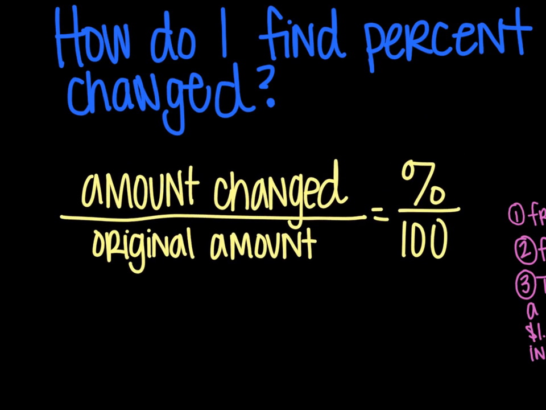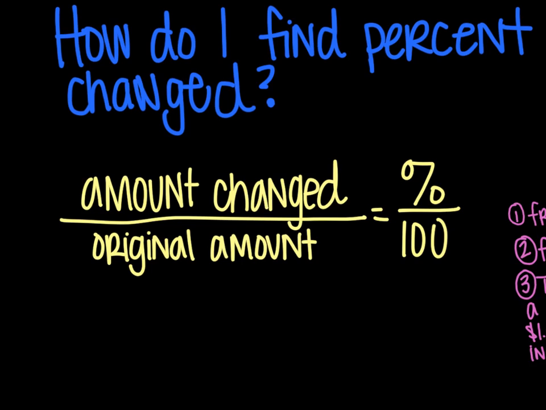In order to do that, you have to use the formula. The formula here is the amount changed. Changed in math, or change, means subtraction or subtracting. And then over the original amount, or your starting amount, equals percent over 100.